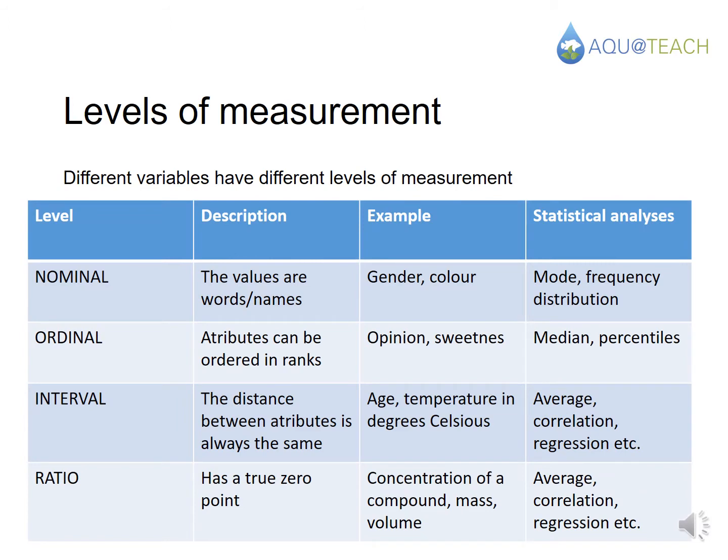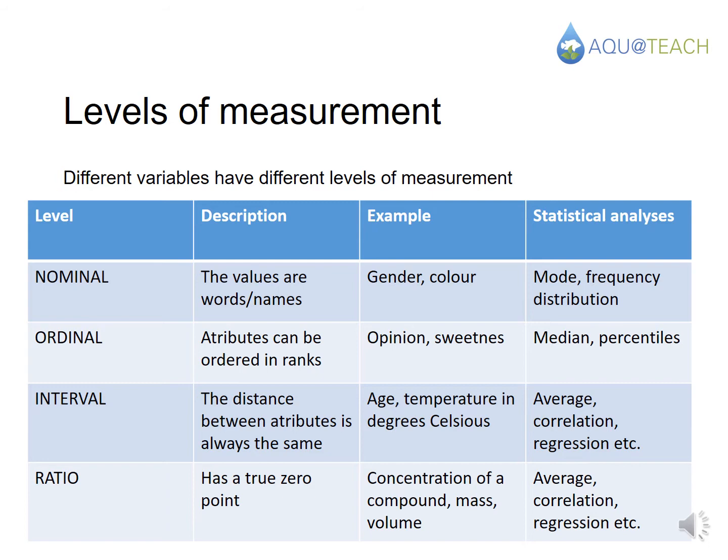Variables have different levels of measurement. For example, gender and color can be described only with words or names, and no numerical value can be given or order can be made. This is nominal level. Opinion and, for example, sweetness of a fruit can also be described only with names or words. However, the descriptions can be ordered in ranks, like not sweet, sweet, and very sweet. This is ordinal level.